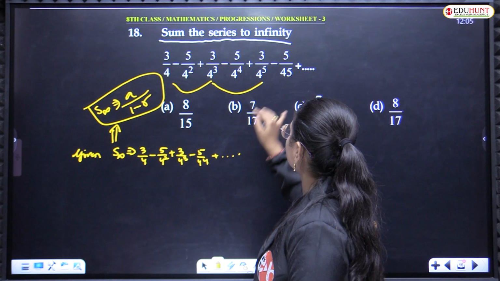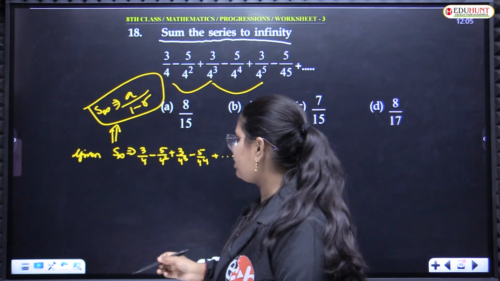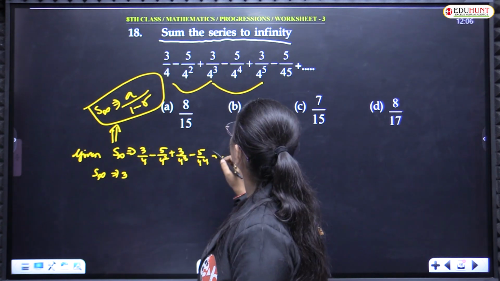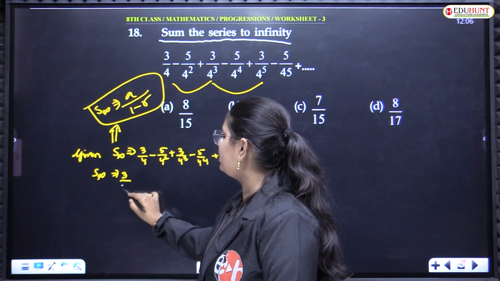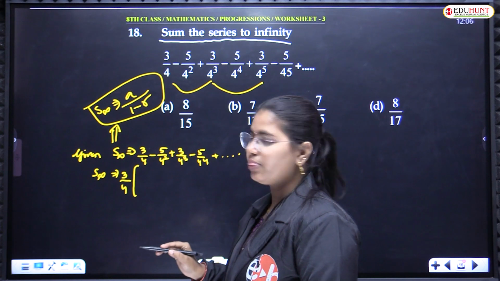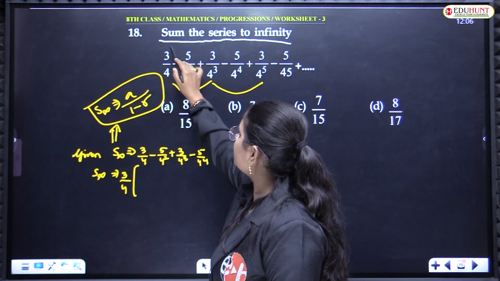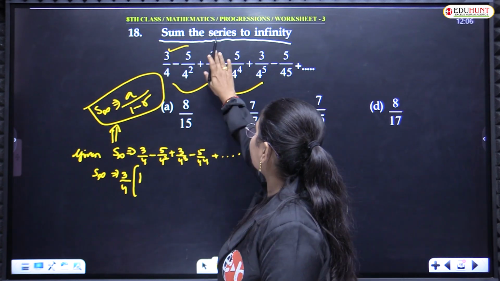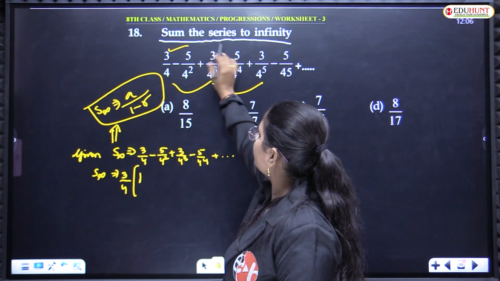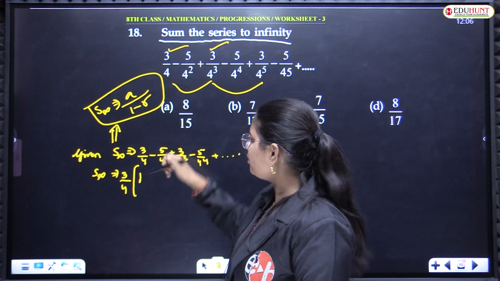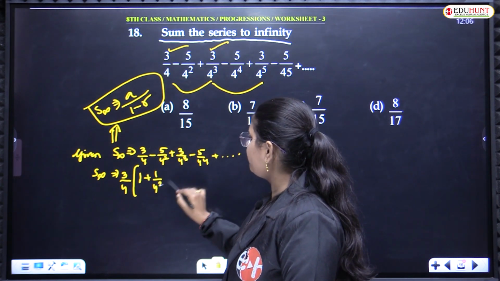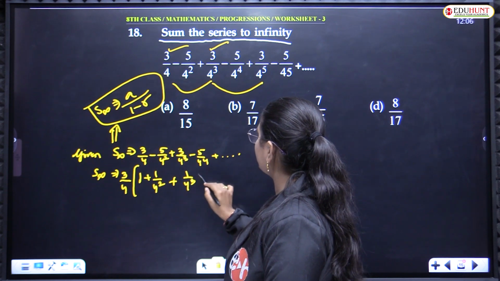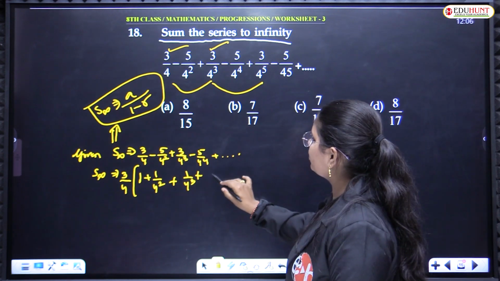1, 3 odd terms, 3 is common, right? So S infinity, if I take 3 by 4 common, in the first place you will be left with 1. Next, 3 by 4 I have taken common, so what will be left over? 1 by 4 square. Next part is 1 by 4 cube. Next part, and so on up to this.